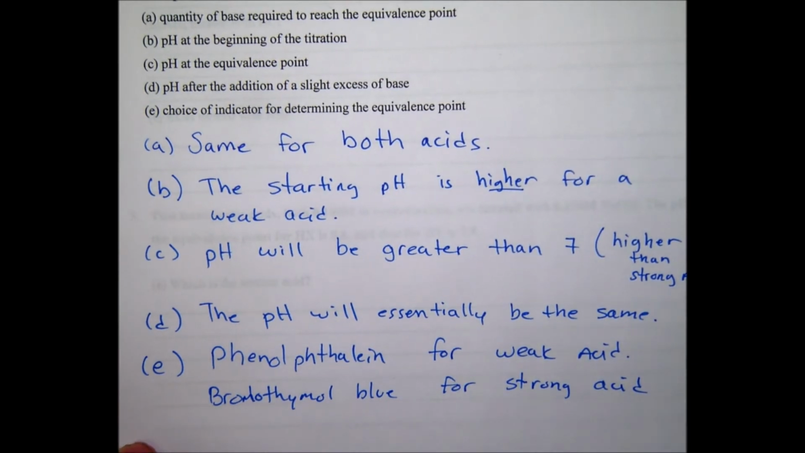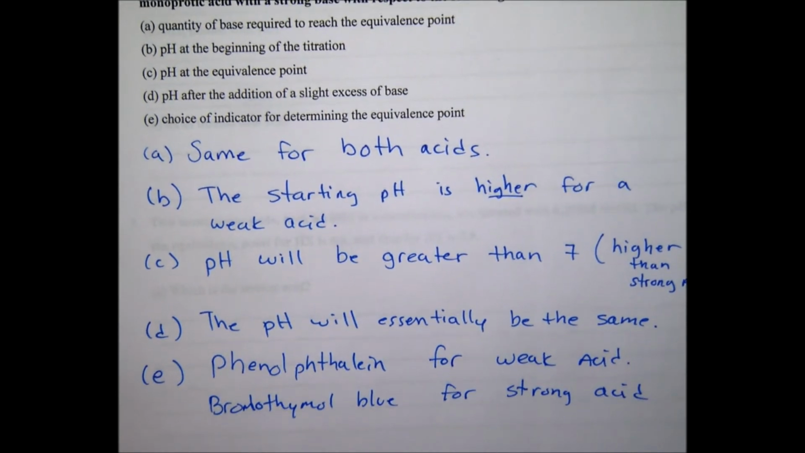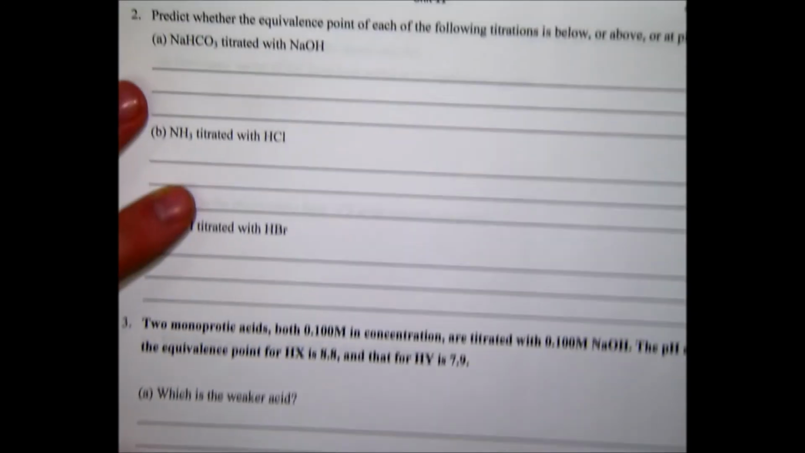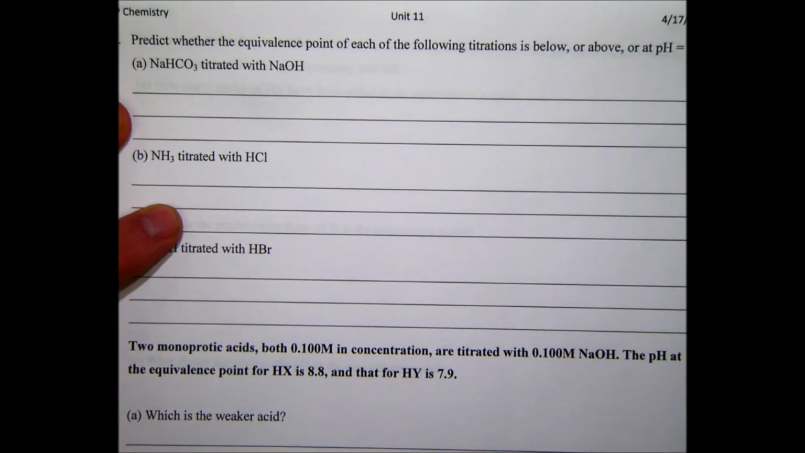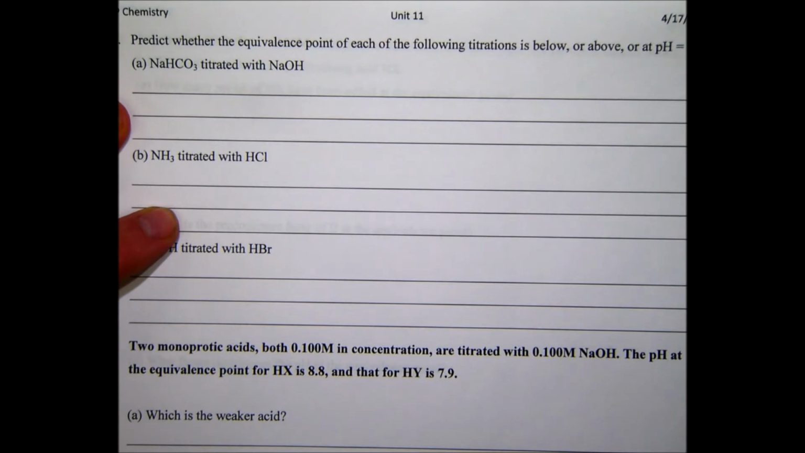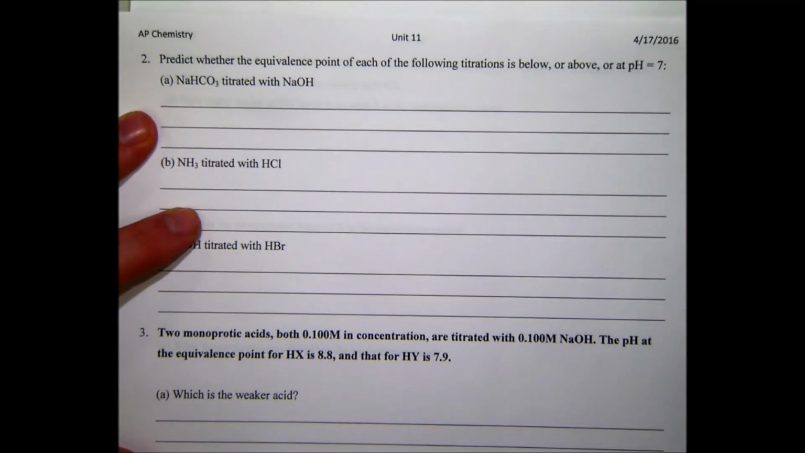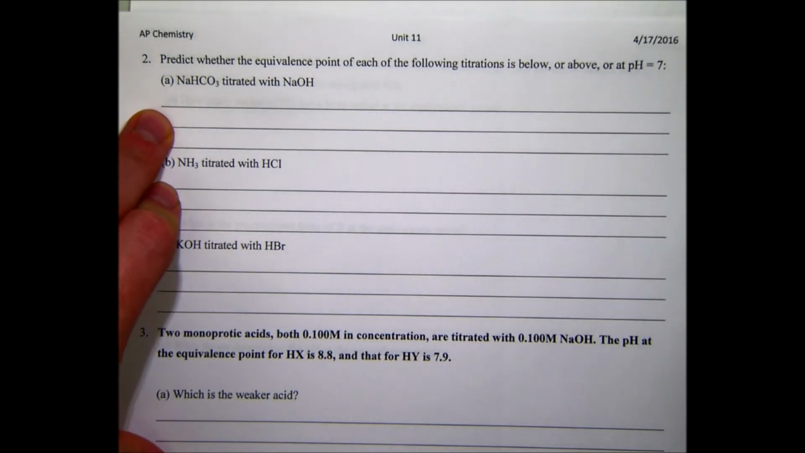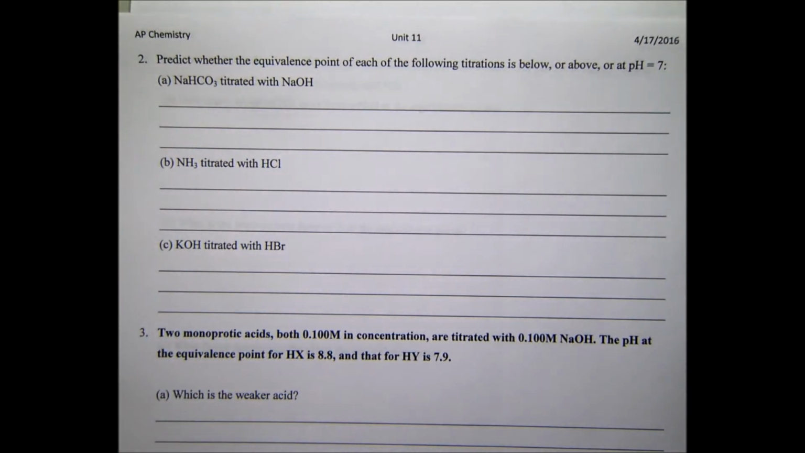So now we're just going to use what we've been talking about to try and determine what the pH range will be, and that could help us make decisions about indicators in the future. So for question 2, we are being asked to predict whether the equivalence point for each of the following titrations below is below, above, or at the pH equal to 7. So we're also going to try and explain why this is the case.